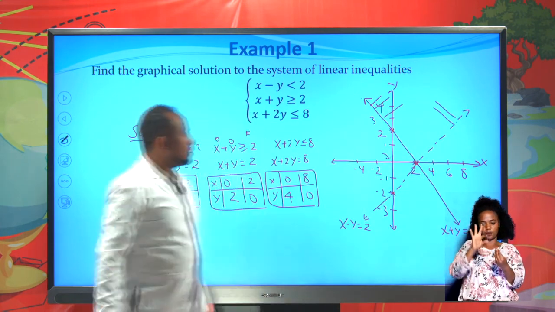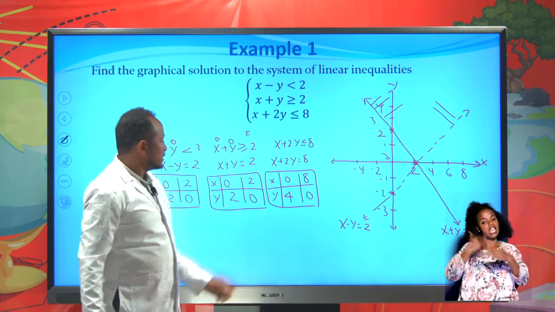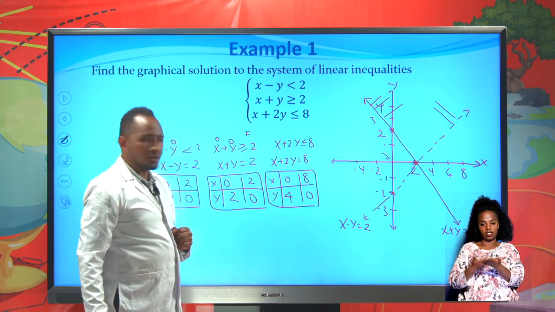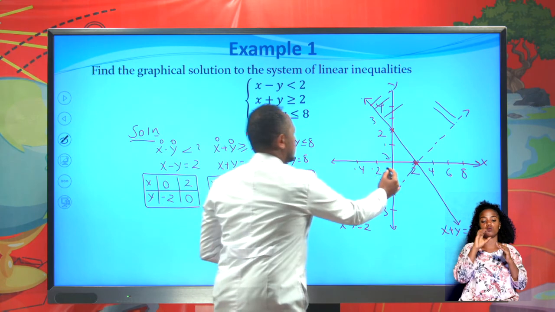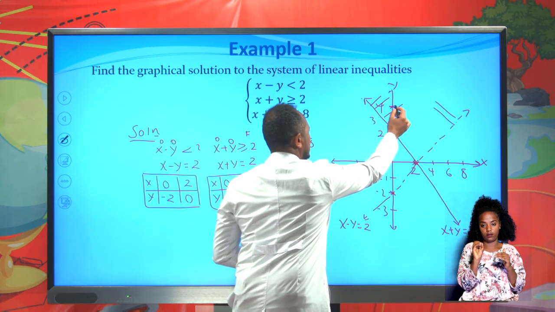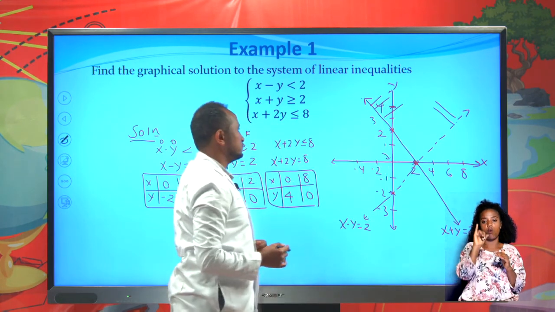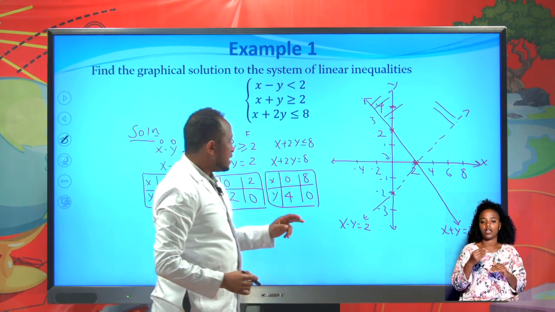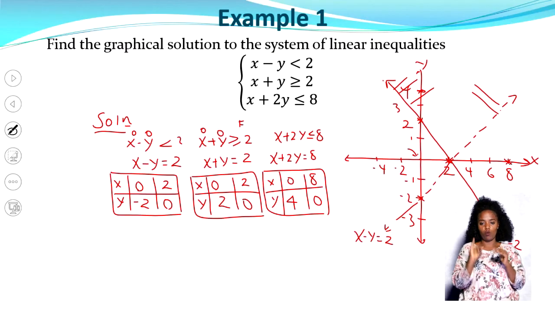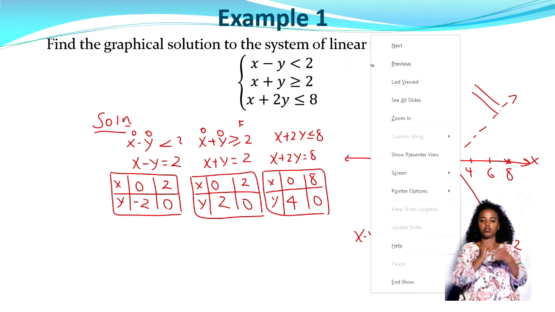Okay. Now, next, we have this one. Let's draw this. When x is 0, y is 4. And when x is 8, y is 0. So we have these points, and let's draw the graph of this line.